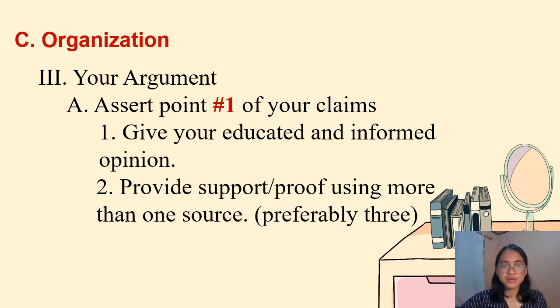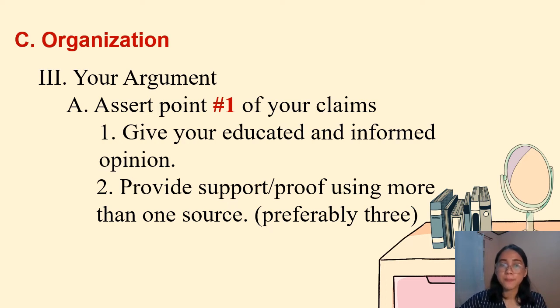So for number 3, your argument, you go back to your argument. So you already have your argument, and then you have your counter argument, and you go back to your argument with even stronger evidence. And number 1, you assert point 1. I mentioned a while ago that you have to present at least 3 points on the issue. So assert point number 1 of your claims, and then give your educated or informed opinion. So you support your assertion with informed opinion.